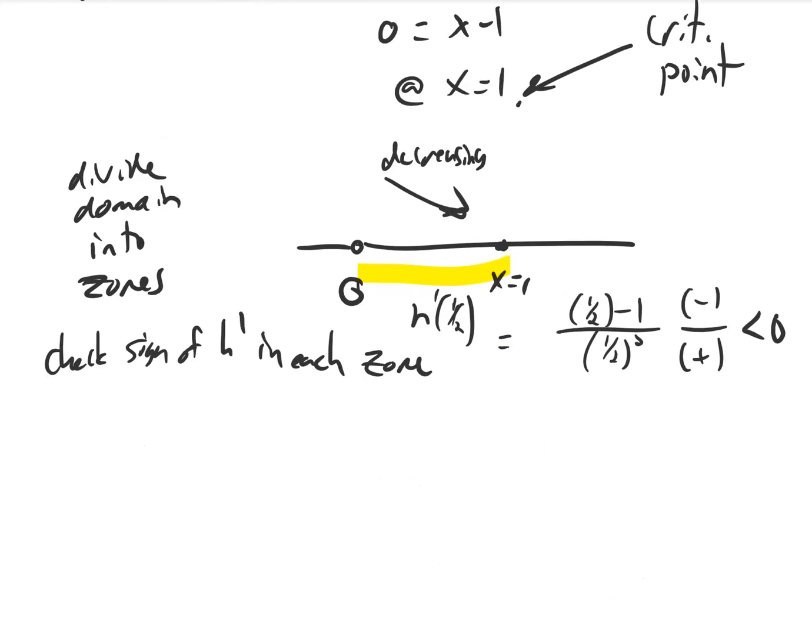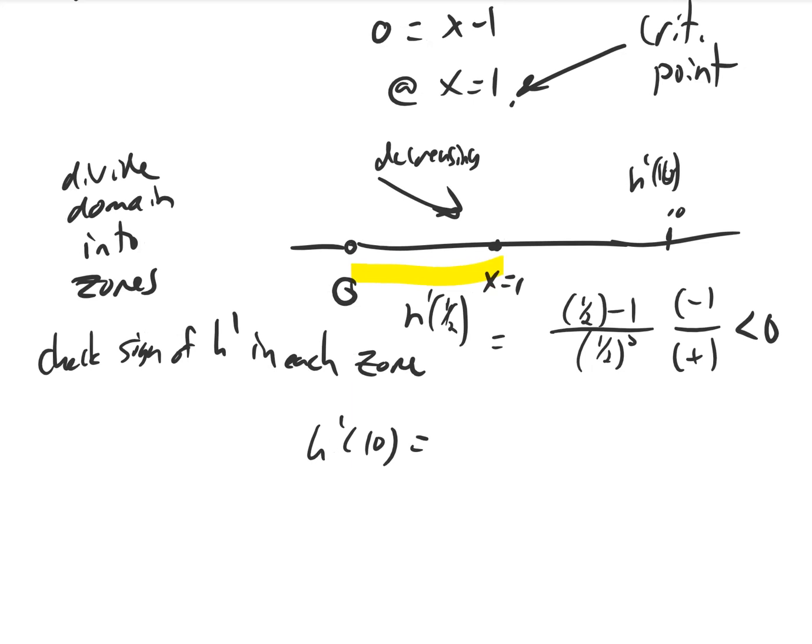Now we need a convenient value of x that's larger than 1. How about 10? Sure, why not? H prime of 10. So let's see, that's going to be 10 minus 1 over 10 squared. That's positive on top, positive on the bottom. That is greater than 0. So we are increasing on this interval.